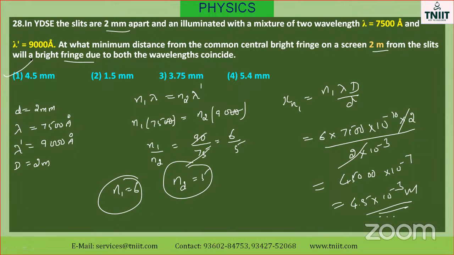So for two different wavelengths, if the bright bands are coinciding, please remember N1 lambda will be equal to N2 lambda dash. So on equating that, you can get the fringe number. After getting the fringe number, you can find the distance of that particular fringe.